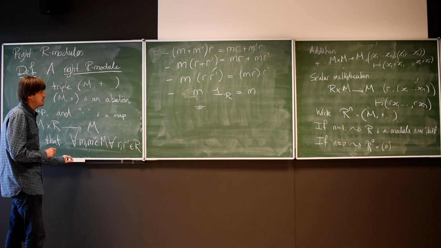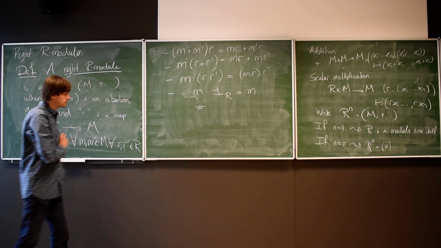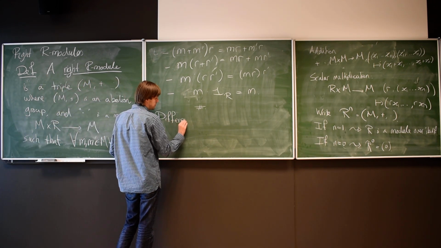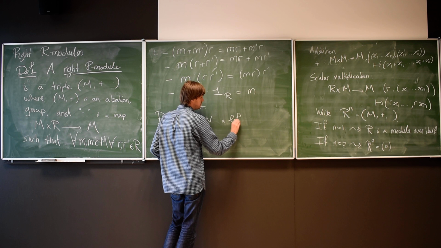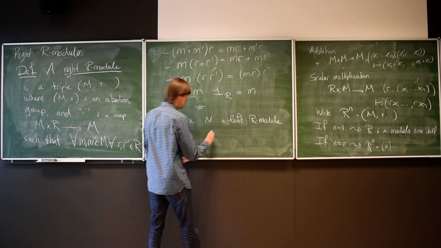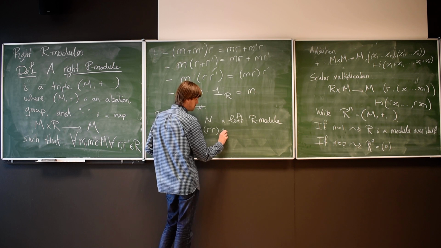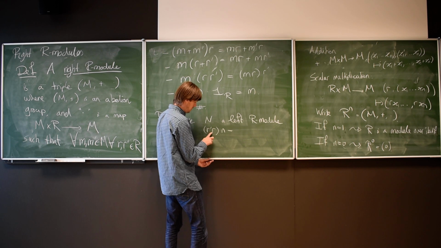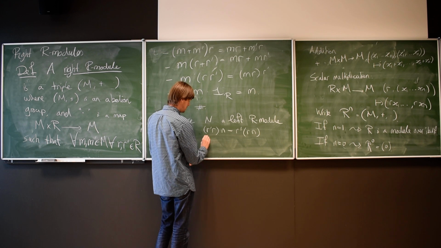Well, the point is that there is actually a difference, and that's in this third axiom. So what is the difference? Suppose I have N a left R module. Then we saw that if you have two ring elements and you multiply on the left like this, what comes out is r'(rn), and how it works with right multiplication.